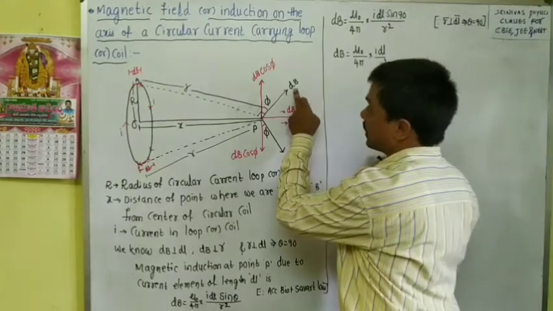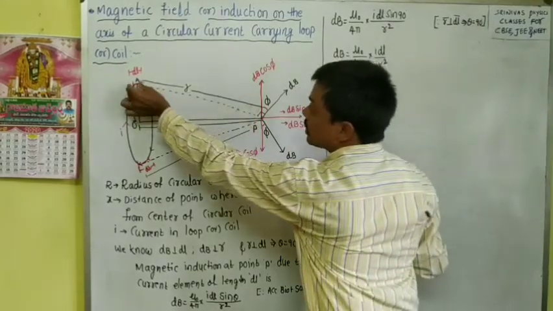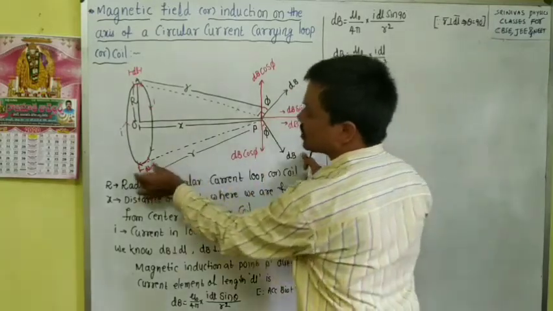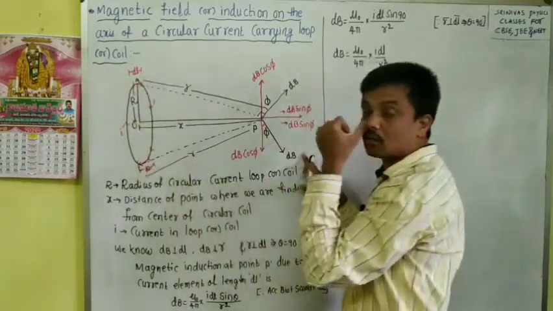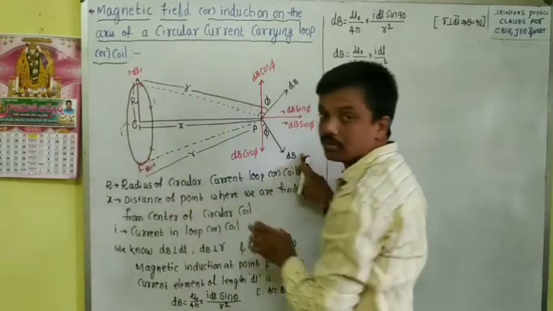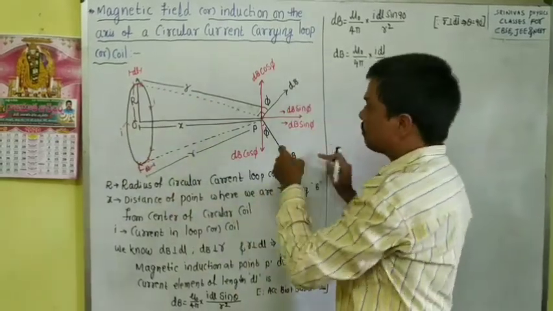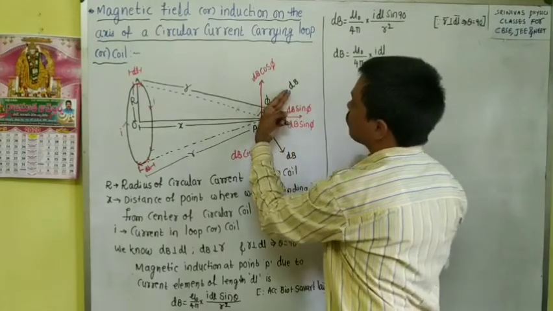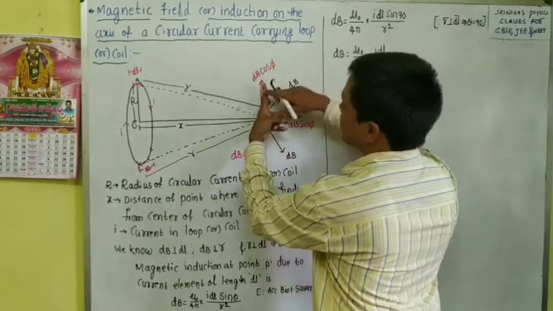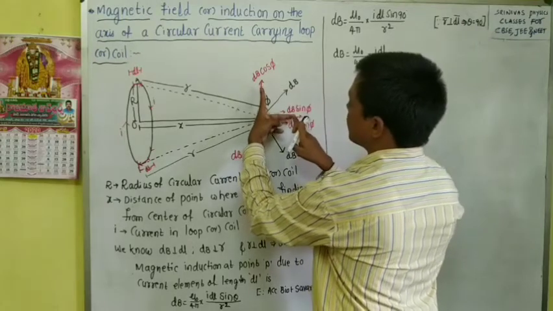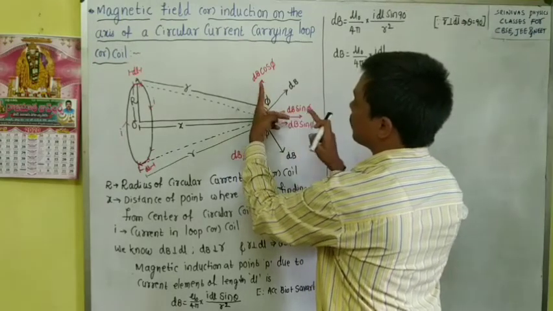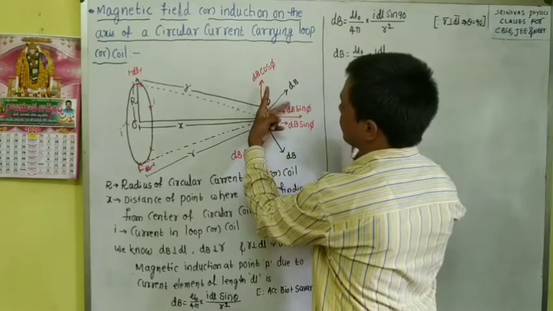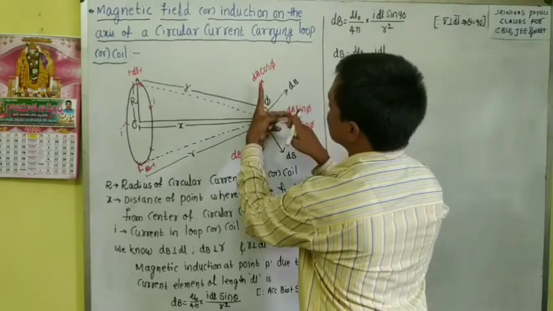And here you must think about these things: classification of the magnetic induction. dB is the magnetic induction due to this element, and this dB is the magnetic induction due to this element. Two elements we are taking, one at the top and the other at the bottom of the current carrying loop. Now dB is classified into two perpendicular components. This is dB cos phi and this is dB sin phi, and this angle I am taking as phi.